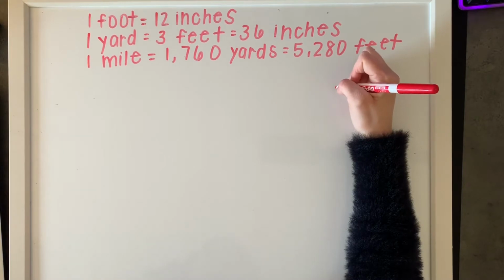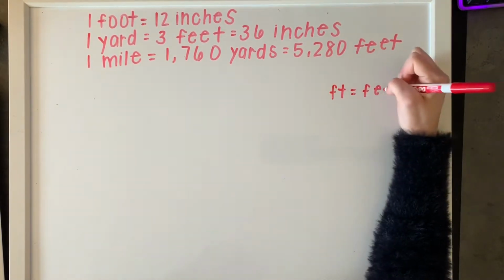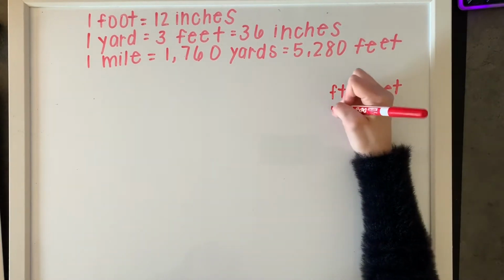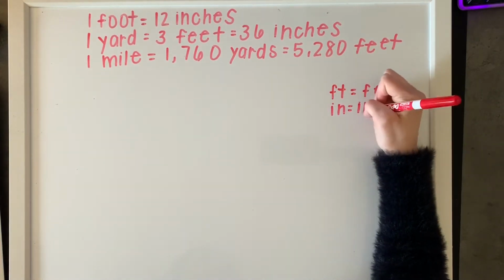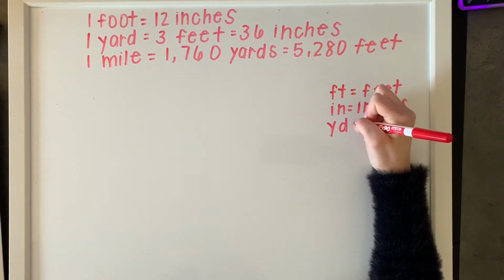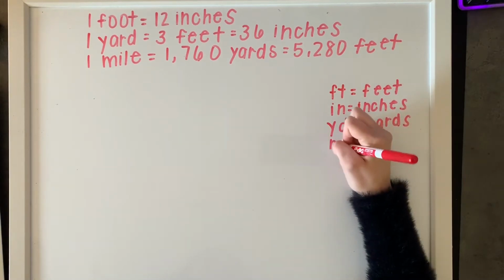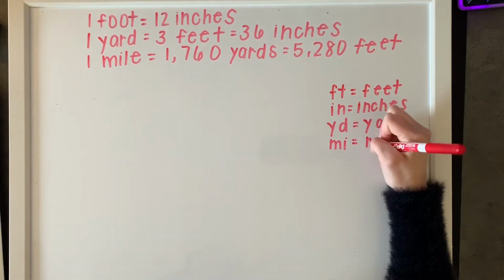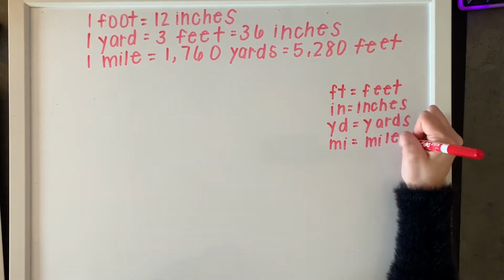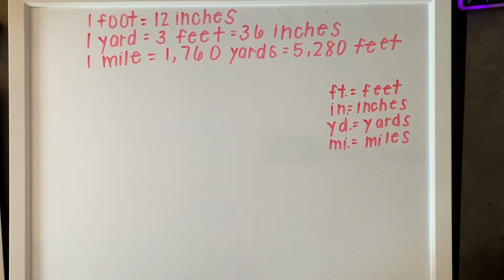So if you see FT, they're talking about feet. If you see IN, they are referring to inches. YD, they're referring to yards. And MI, they're referring to miles. So if you do see these abbreviations today, that is what they are referring to and asking you to solve.